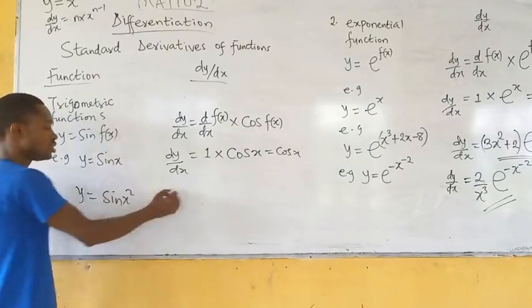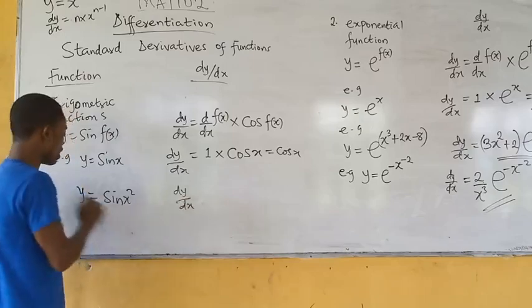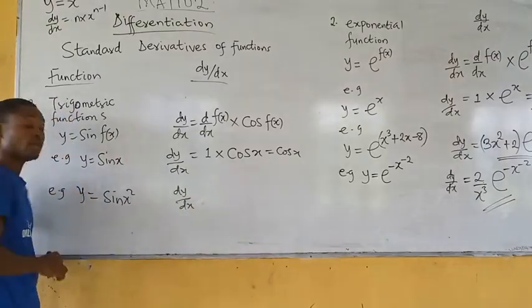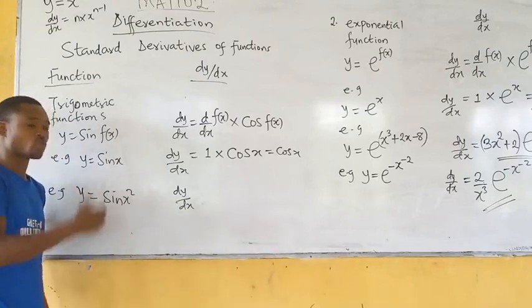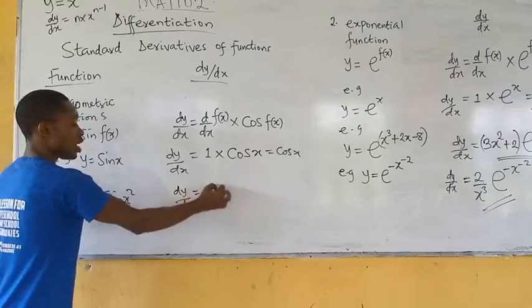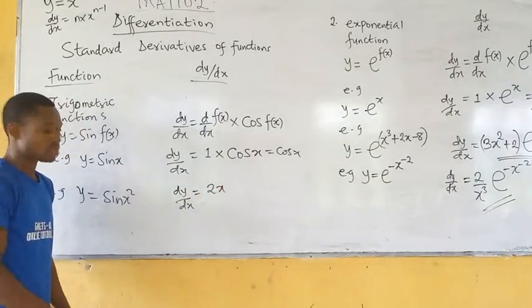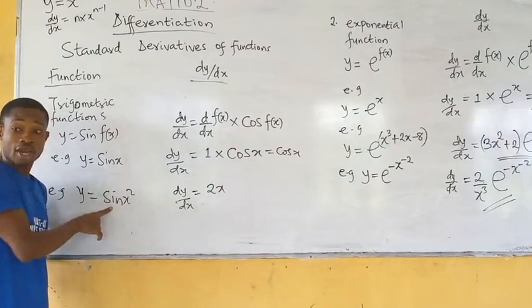Sine x squared, dy dx. Another example here. What is the minor function here? Good. If you differentiate x squared, what will you get? 2x. Good. You now go to the major and differentiate.